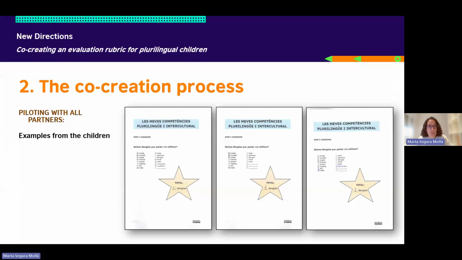And then these are some examples from the kids piloting the rubric. So we can see a few different ones here. The first kid speaks 10 different languages, and they also added to the list Punjabi and Korean, for example. The one in the middle speaks 4 languages. The other one speaks 8.